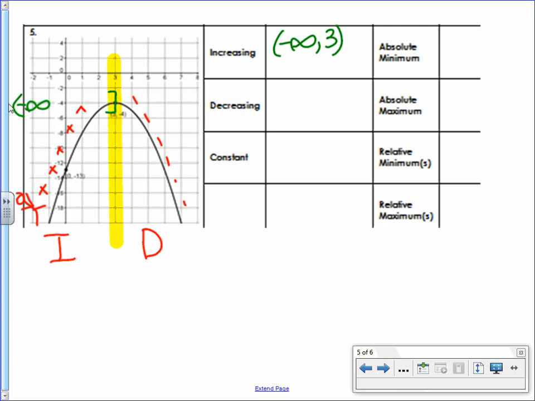Now, if we start talking decreasing, we say they start decreasing from 3, and then they're decreasing forever from there on out. So we would say they're decreasing from 3 to positive infinity.